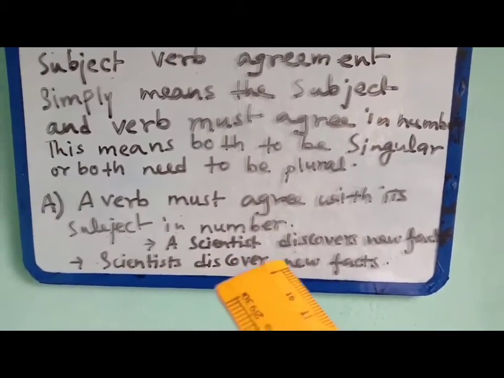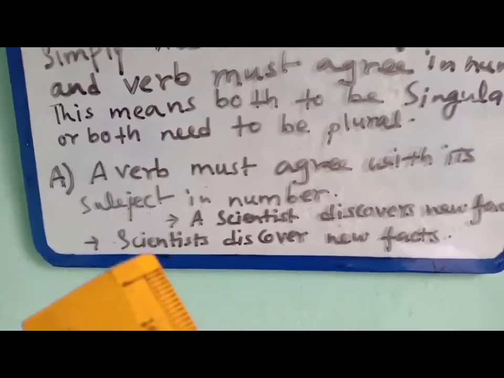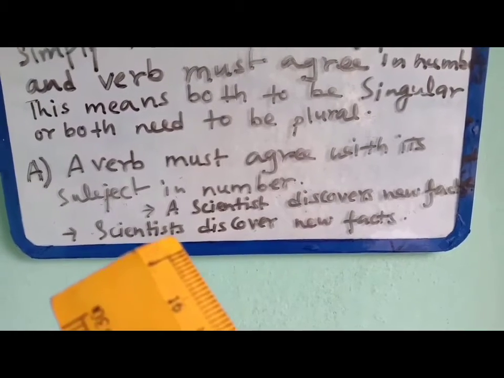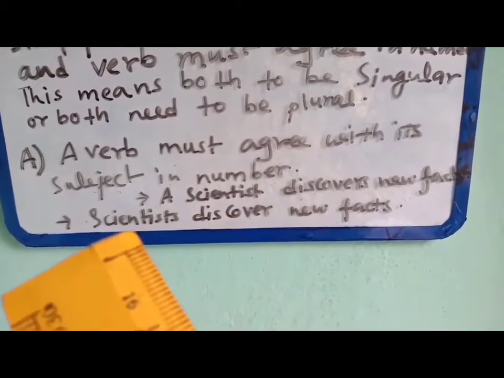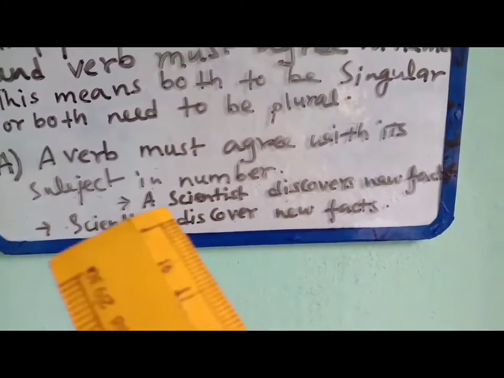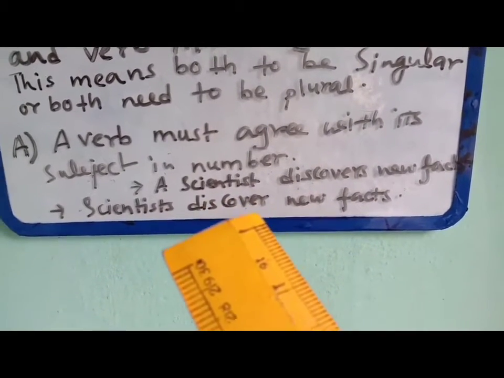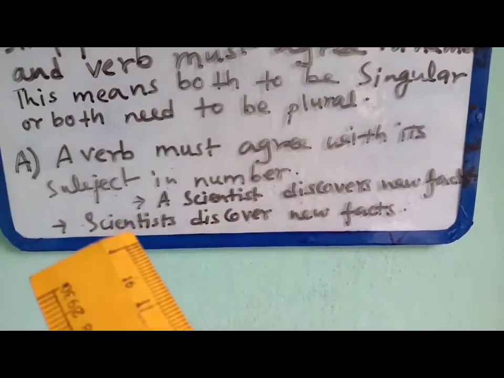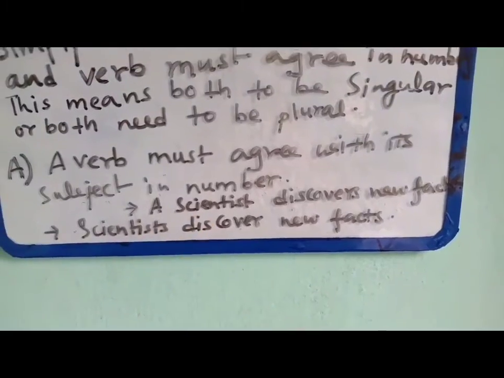Now come to the second one: scientists discover new facts. In the second sentence, scientists is written, so it does not mean only one scientist, but all. So you see the subject is plural, so the verb, according to the subject, is discover, not discovers. The verb must agree with the subject. So here is another agreement between the subject and the verb. Clear?